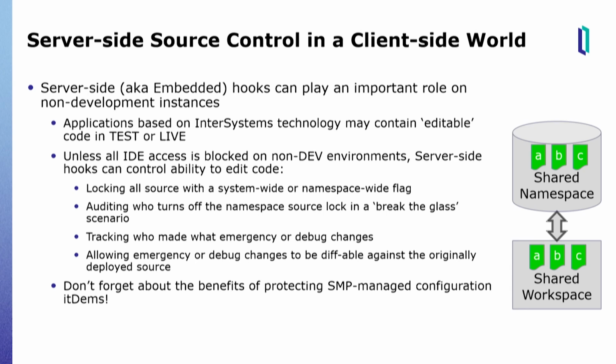All right, so unless all IDE access is blocked in non-dev environments, server-side hooks can control the ability to edit code, locking all source with a system-wide or namespace-wide flag, auditing who turns off the namespace source lock in a break the glass scenario. Sometimes you need to get on there to debug, right? But it should be an intentional thing to turn off the lock and then audit that, who has done that. Tracking who makes emergency or debug changes, allowing emergency or debug changes to be diffable against the original source, again, because there's hooks involved.